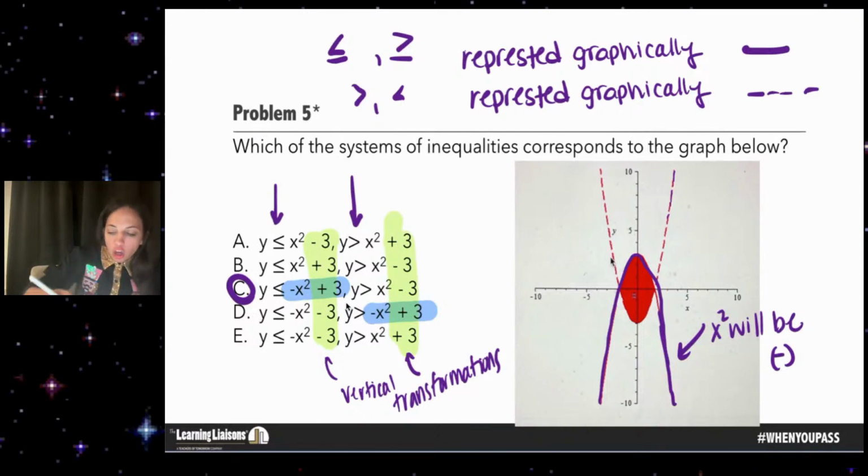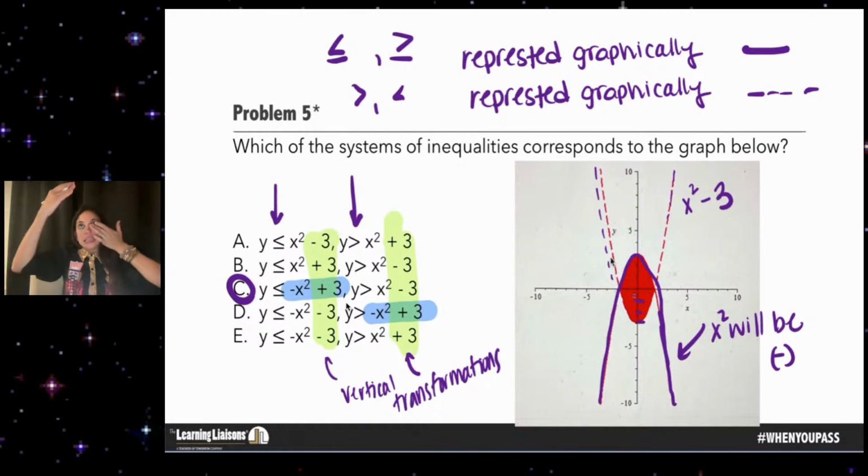Well, I also can look at this graph, and I see that this graph has a dotted line, and this is going to be positive x squared because it's facing up. And I'm going down 3, which means I'm vertically transforming negative 3. So it's going to be x squared minus 3.